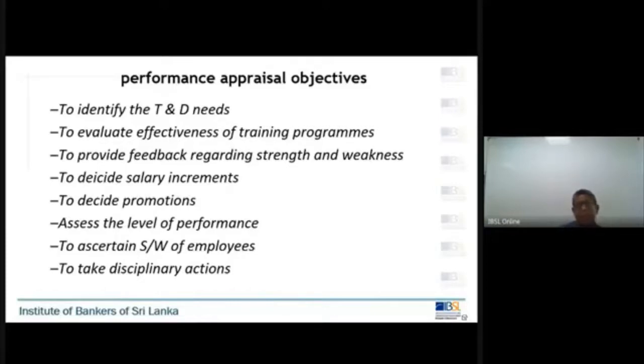Then they say, through performance appraisal, the management can take a variety of decisions. Name a few decisions the management can take after performance appraisal. That's the objective. So these are the decisions, right?